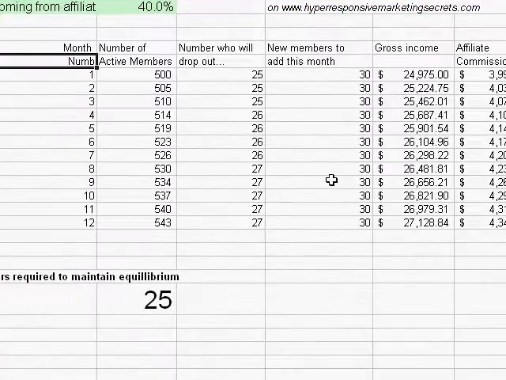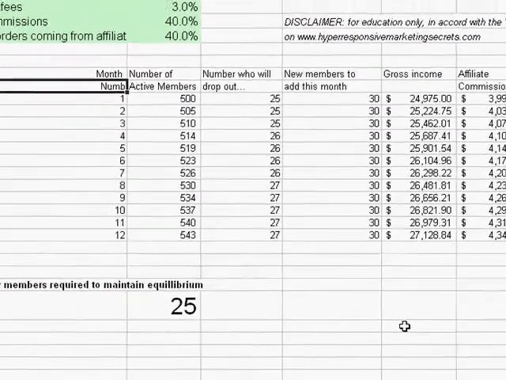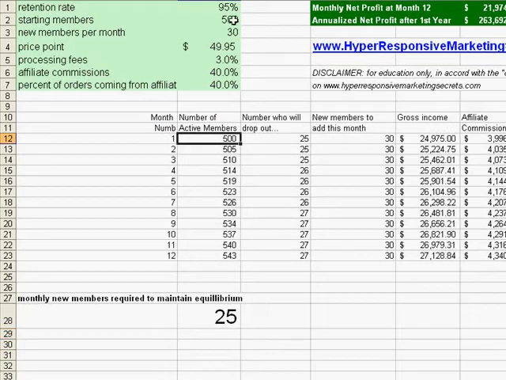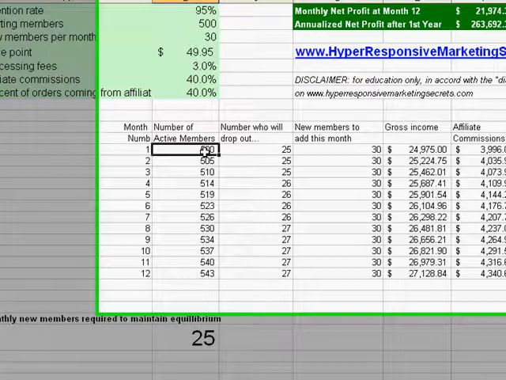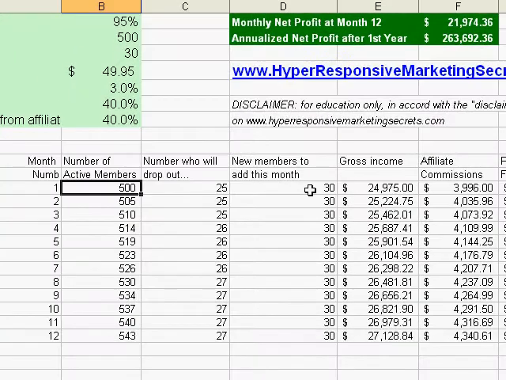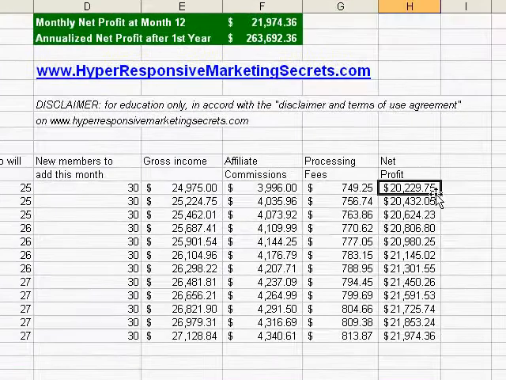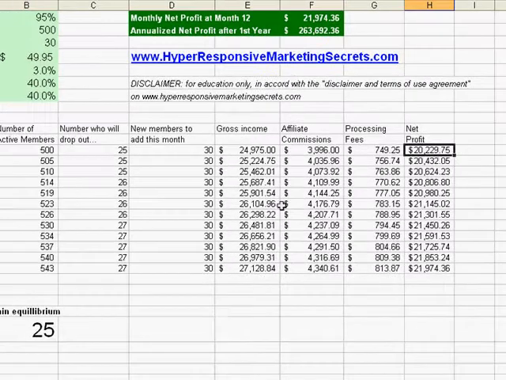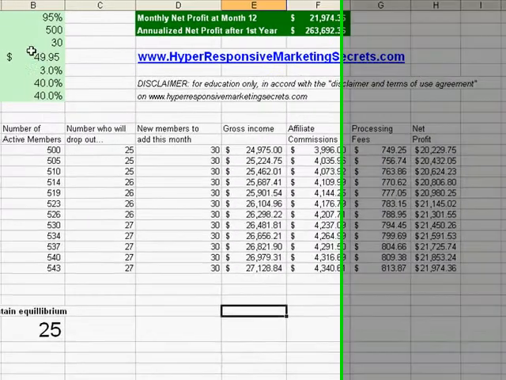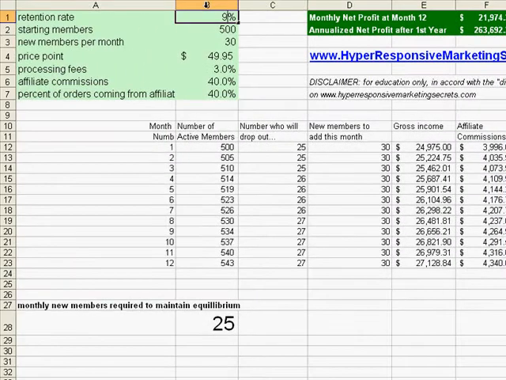If you run the math, what you'll find is that if you're starting with 500 members at a 95% retention rate, you wind up with this gross income, you lose this many customers every month, and so on. You wind up with a net profit of about $20,000 a month, which most people would be very, very happy with. Now, look what happens if I drop this just to 90%.